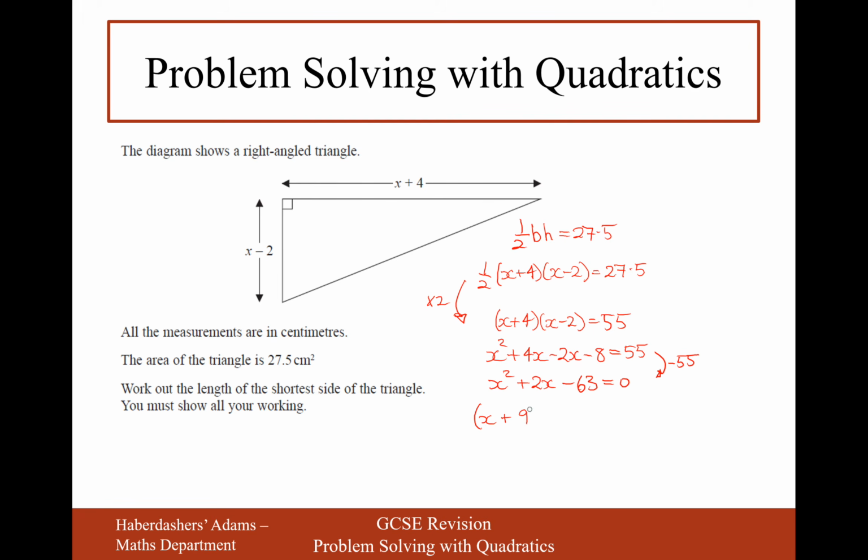I think if we do x plus 9, x minus 7, then that's going to give us the 63 at the back, but then it's also going to give us the 2 in the middle, so therefore x equals minus 9, and x equals 7. So therefore x is the value 7. So work out the length of the shortest side of the triangle. So this side here is going to be 11, this side here is going to be 5. So the shortest length of the triangle is 5 centimeters.